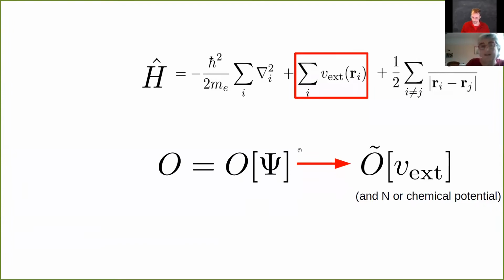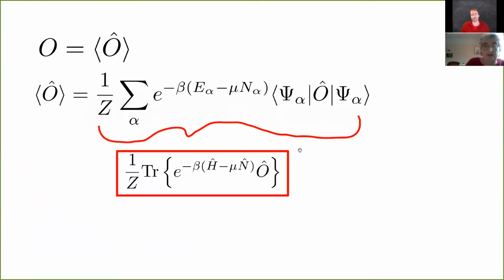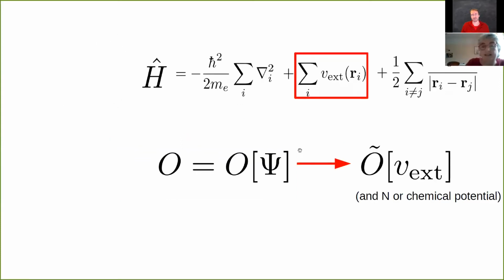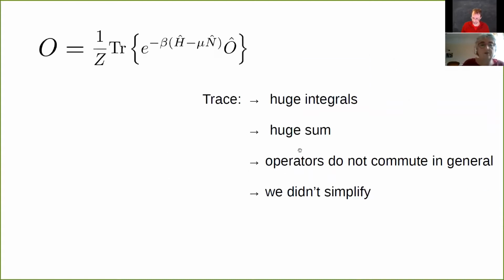So with this, since our expression for the observable only depended on the operator for the observable and the Hamiltonian, which for a given system is given by its external potential, then this means that actually we have written the observable as a functional of the external potential given the chemical potential or particle number. So that means that we know the observable as a functional of a quantity, the external potential, that is much simpler than the full many-body wave function.